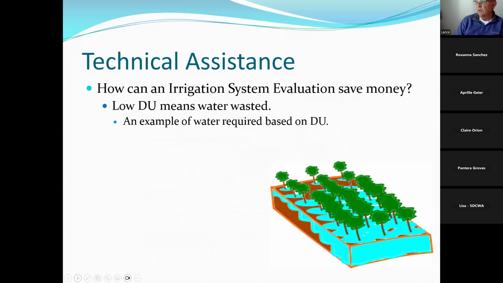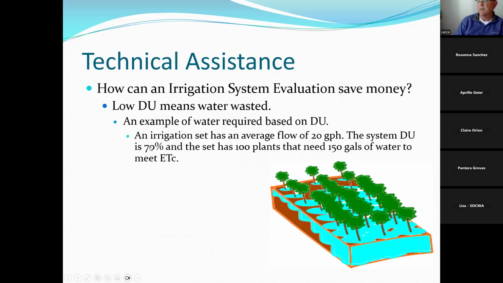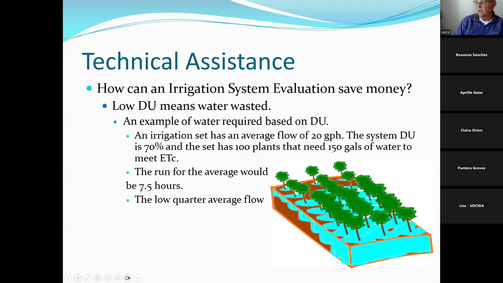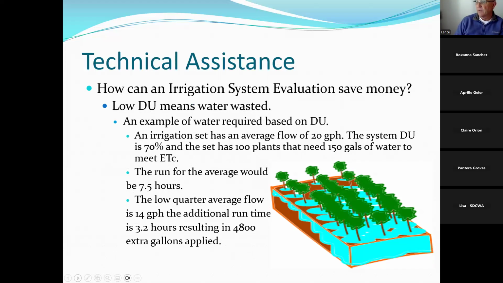But so we change our situation. Instead of a uniformity of 85, we have a uniformity of 70%. Same 100 plants need 150 gallons of water to meet ETc. So the run time is 7.5 hours, low quarter flow is 14 gallons per hour. The additional run time is 3.2 hours. So we were at 1.3. So instead of applying 1,950 gallons of water, it's 4,800 extra gallons of water. So we've greatly increased how much water we've got to apply to the field when our uniformity is only 70%.